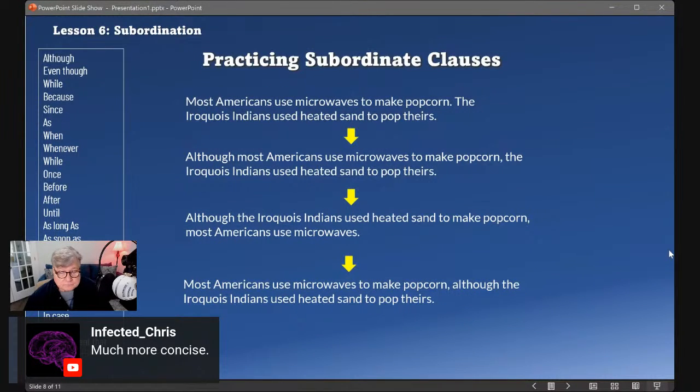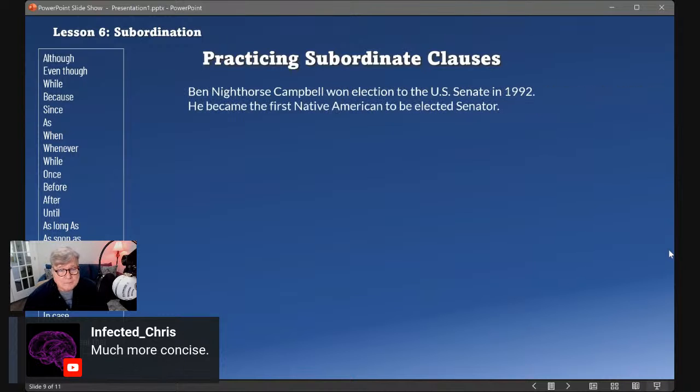Here's another one. Most Americans use microwaves to make popcorn. It's a main clause. It's placed at the beginning, but then we have a subordinate clause, although the Iroquois Indians use heated sand to pop theirs. I don't know where it could fit, but it's a possibility. It is another option. Okay, we'll do a few more.